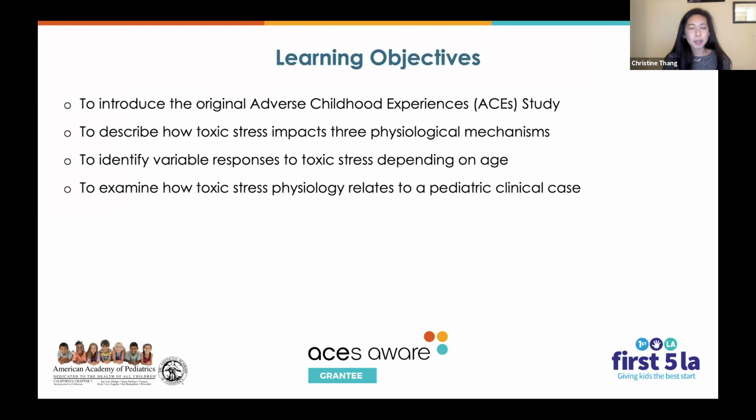For the learning objectives in these short 25 minutes together, by the end of the session, we'll be able to talk about the original Adverse Childhood Experiences, or ACEs, study, to describe how toxic stress impacts 3 physiological mechanisms, to identify variable responses to toxic stress depending on our patient's age, and then to examine how toxic stress physiology relates to a pediatric clinical case.